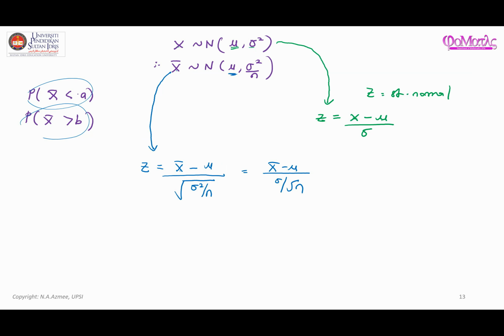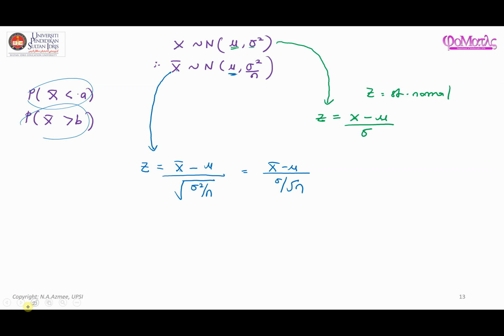Okay, so we are able to convert x bar here into z-score using this formula, and we will be able to find the probability associated with that by just referring to the standard normal distribution table. You will see an example of this later on, okay?